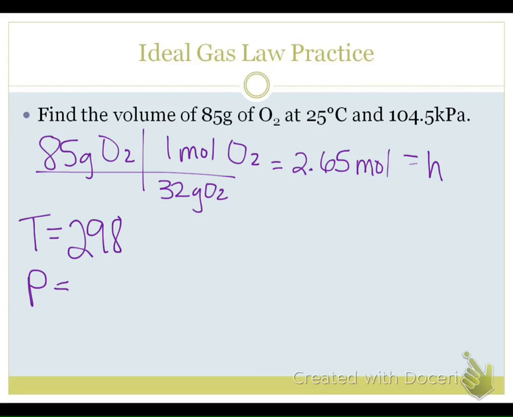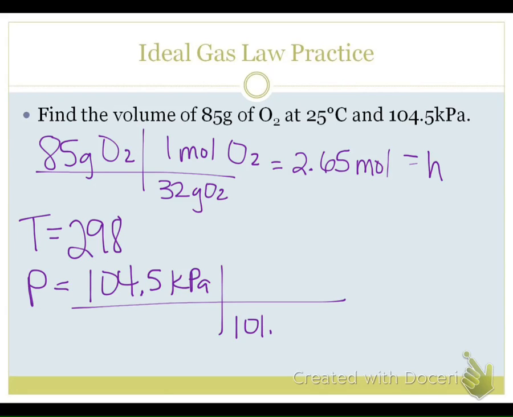And our pressure, if we convert 104.5 kilopascals, divide that by our 101.325, we should get about 1.03 atmospheres. Do we agree? Take your 104.5 kPa, and then we're going to do a little T-chart to go from kilopascals to atmospheres. So you just divide that. I think that gives us about 1.03 atmospheres.